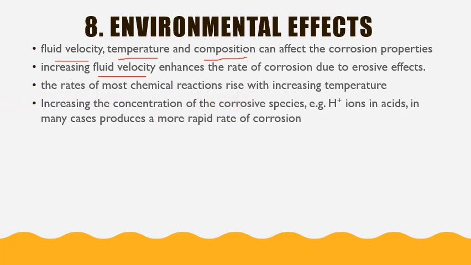The rate of most chemical reactions rises with increasing temperature. So, an increase in temperature will increase the rate of corrosion. And the next is concentration. For example, we have an acidic solution in contact with the metal. By increasing the hydrogen ion concentration, the corrosion rate will be increased. So an increase in the concentration of the reactants which are in contact with the metal surface will cause an increase in corrosion rate.